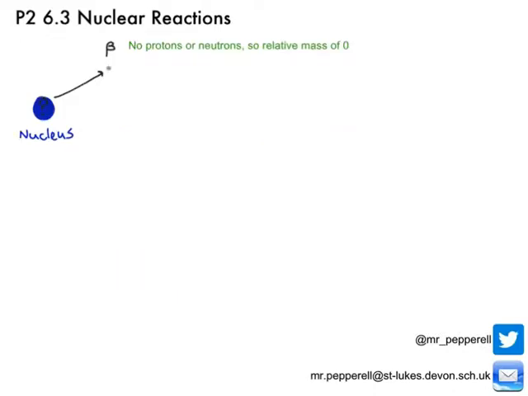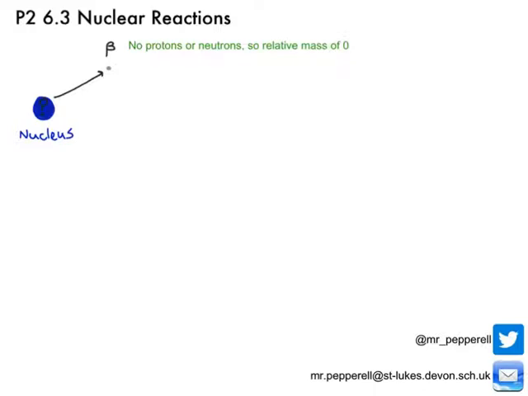So that is alpha decay, and it's the same principle, just a different process for beta decay that we're going to look at now. You'll recall that a beta particle is an electron that's emitted at high speed from an unstable nucleus.